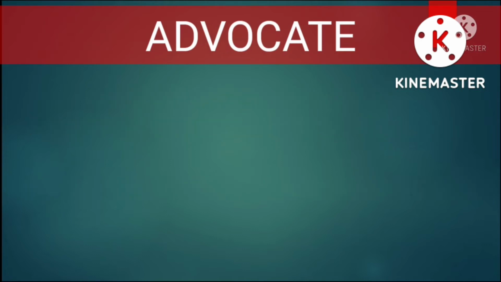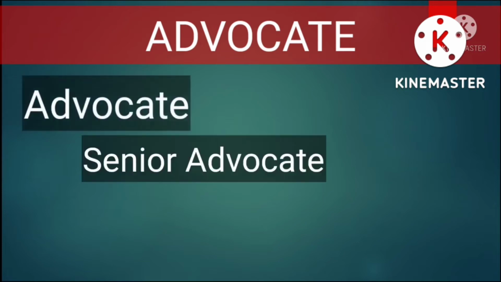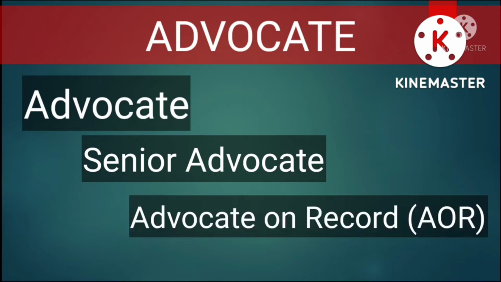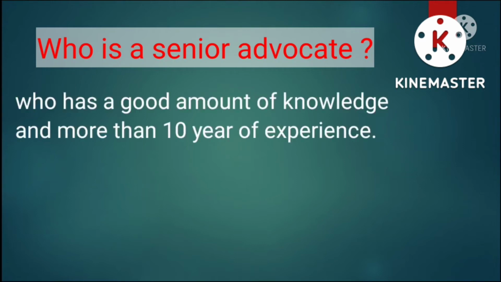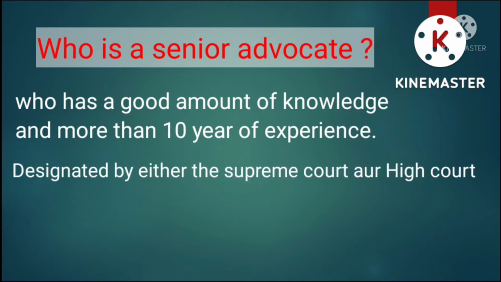Now we will understand the three terms related to advocate. These terms are advocate, senior advocate, and advocate on record. There is no need to tell about advocate, as we have already discussed that a moment before. Now the question is, who is a senior advocate? A senior advocate is a designation given to an advocate who has a good amount of knowledge and an experience of more than 10 years. The designation is given by either the Supreme Court or the High Court.